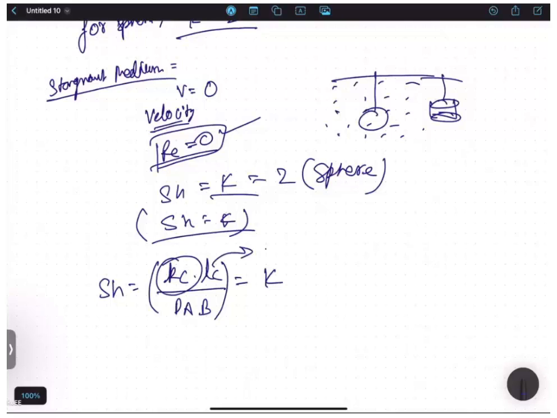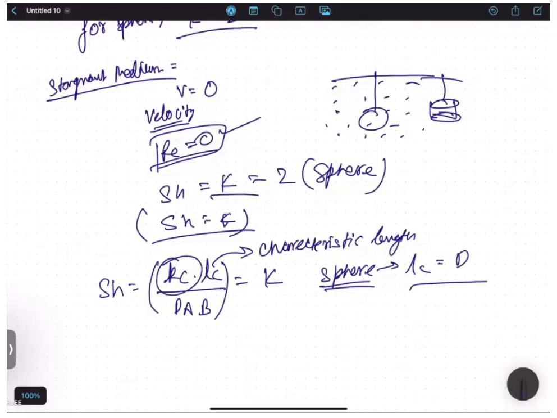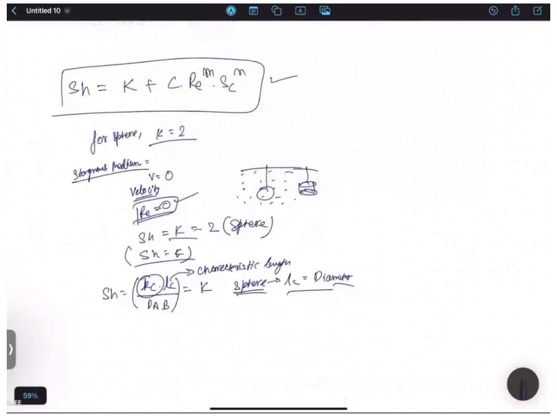Lc is nothing but our characteristic length. Details of the characteristic length we will cover in heat transfer and fluid mechanics. Now in mass transfer, not much is required. In mass transfer, just remember this: generally in mass transfer we deal with spheres. So if it is a sphere, then your characteristic length is nothing but your diameter. Okay, so this was one analogy.